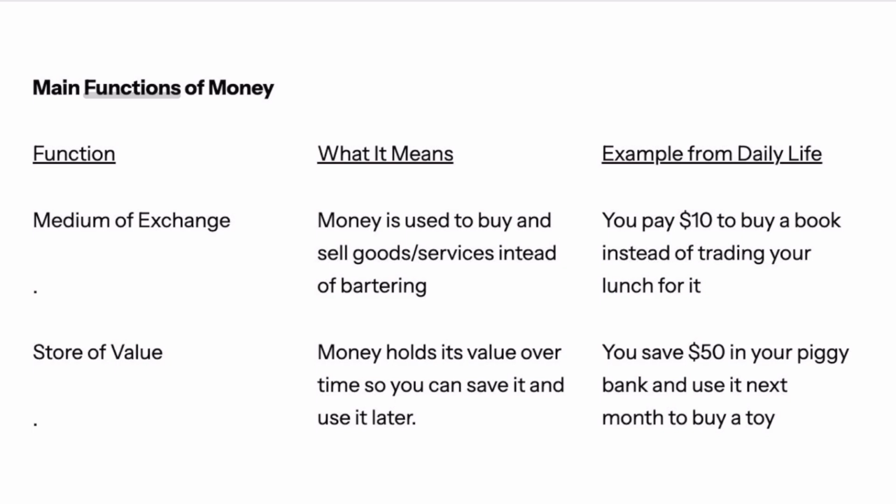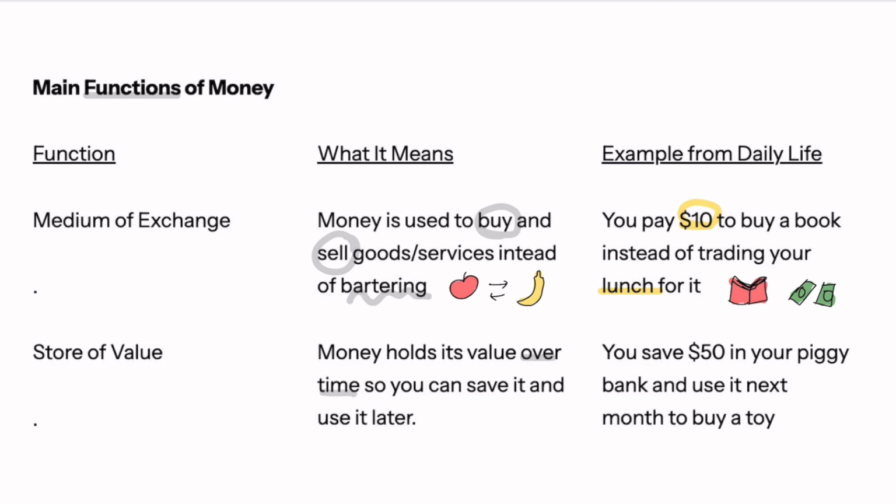First, we have medium of exchange, which talks about how money is used to buy and sell goods and services instead of bartering, which we previously talked about. And to give an example, we can now pay $10 to buy a book instead of trading your lunch for it.